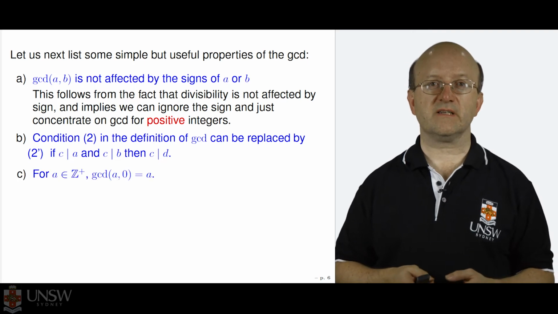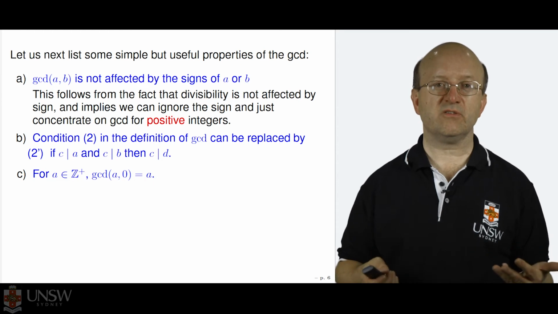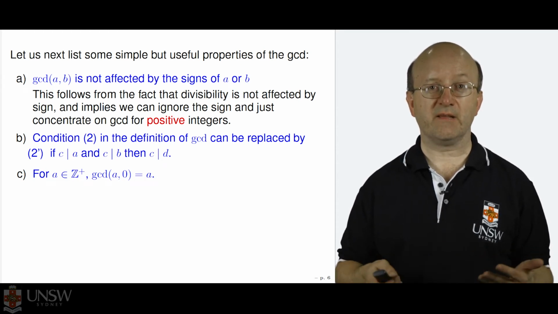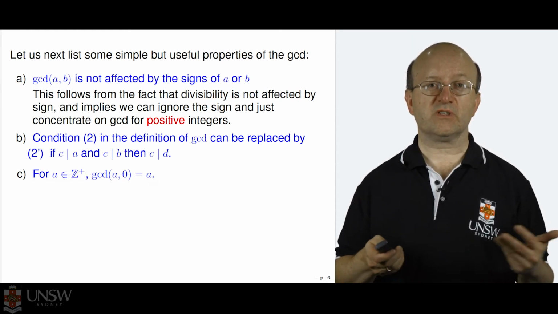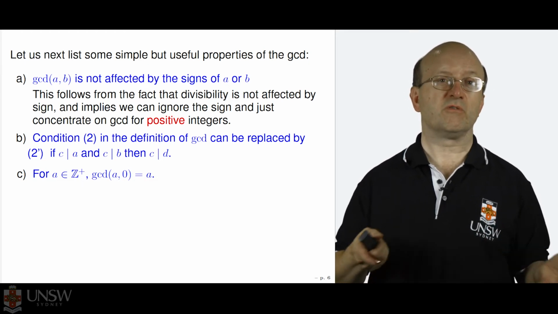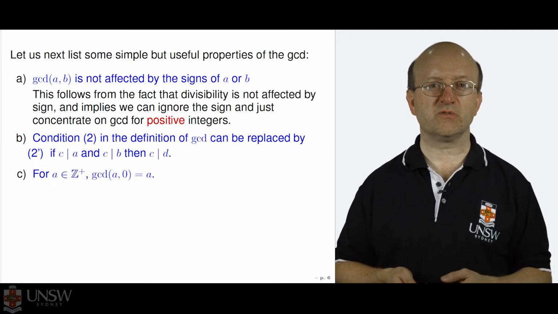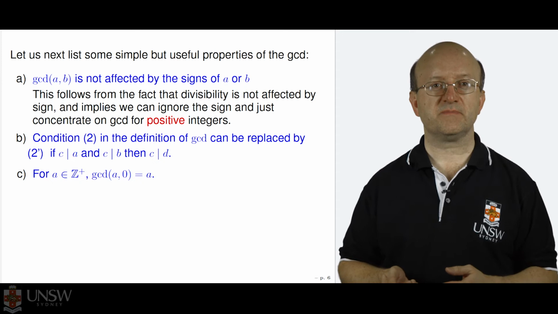Our third little useful property is that if A is a positive integer, then the GCD of A and 0 is A. Of course, if A is a negative integer, then the GCD of A and 0 is just the absolute value of A, which follows from the first point I've just made here. Well, this is actually quite a useful result. Let's look at its proof.